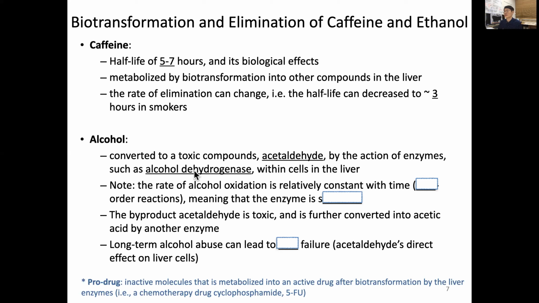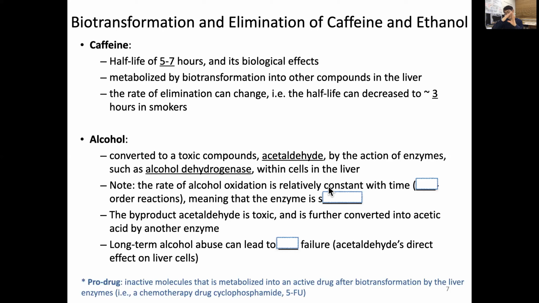To biotransform alcohol, you need water. So it's a good idea to drink enough water when you are drinking. Here, the rate of alcohol oxidation is relatively constant, as I said. Unlike caffeine or nicotine's curve in the body, alcohol is kind of constant.